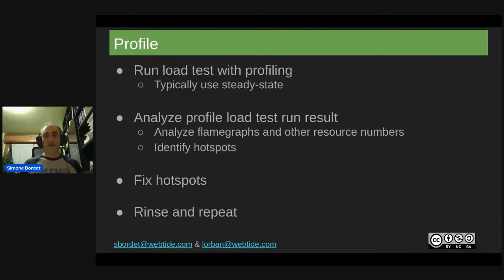When the run finishes, the profiler will produce information about it, typically the flame graph, and you also collect all the resources over time during the run. Then you analyze the flame graph and other resources. You identify hotspots that you want to fix. You fix them, and then you run another run with the newer code and newer configuration. Produce a flame graph again, analyze again, and then rinse and repeat this process.